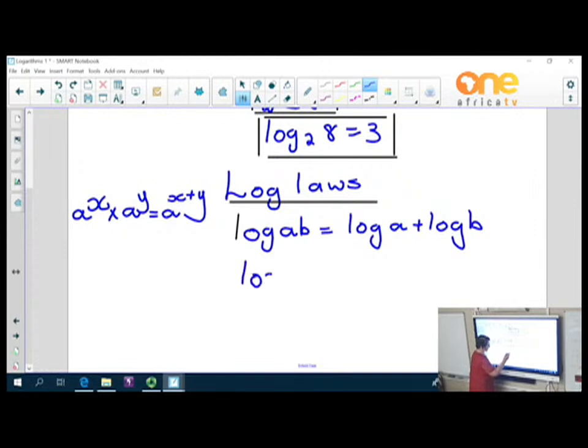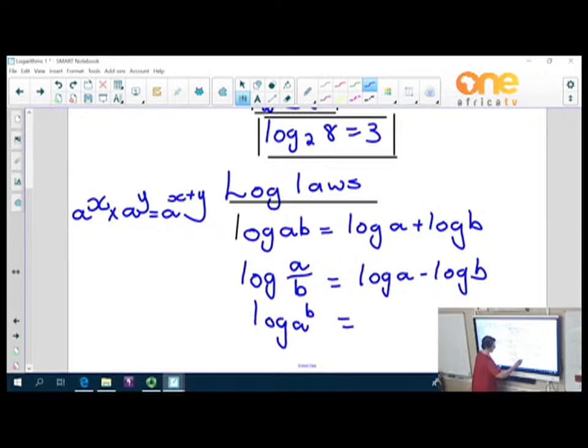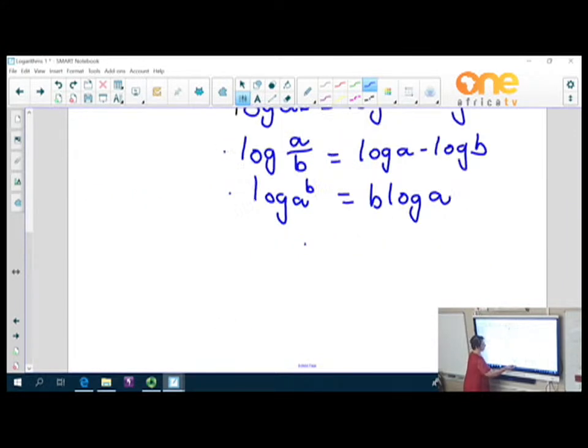The second one is log A divided by B is then log A minus log B. So if I divide, I subtract. And then the last one that you've learned was log A to the power of B is B log A. So we bring down that little power. So these were the first three log laws that you've already learned last year.